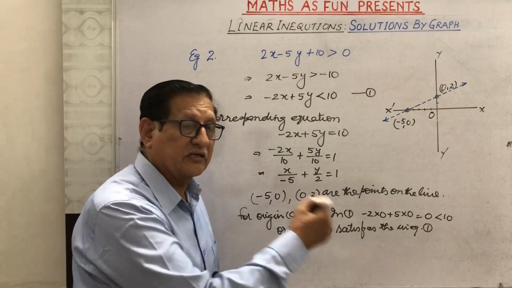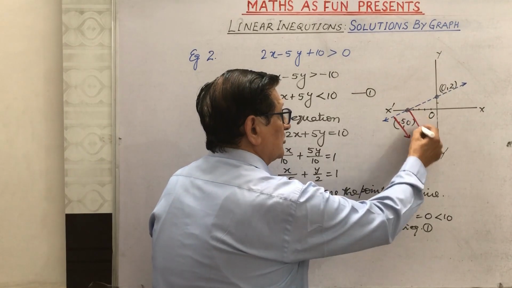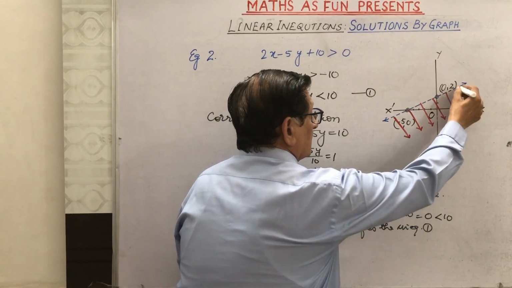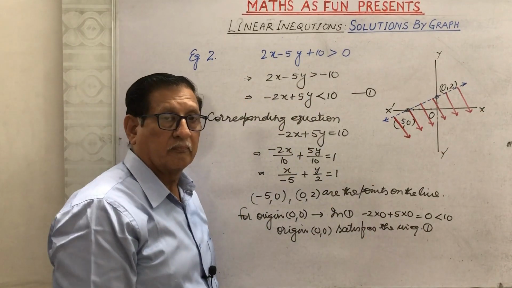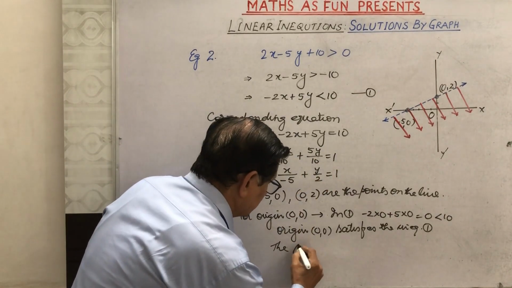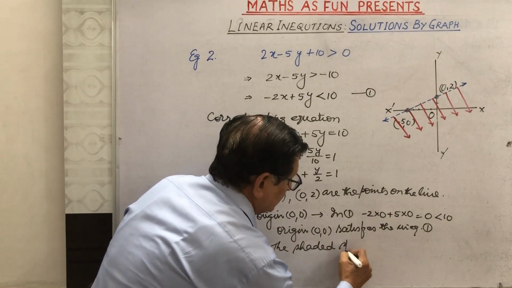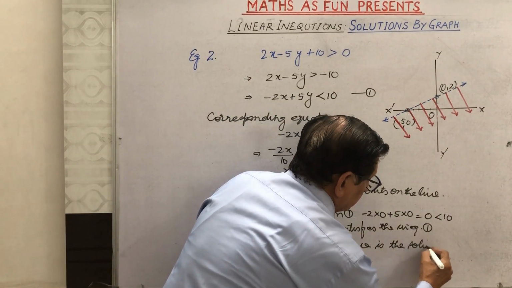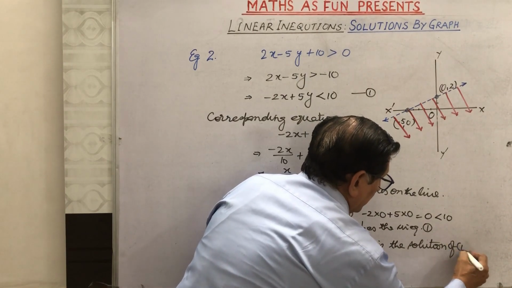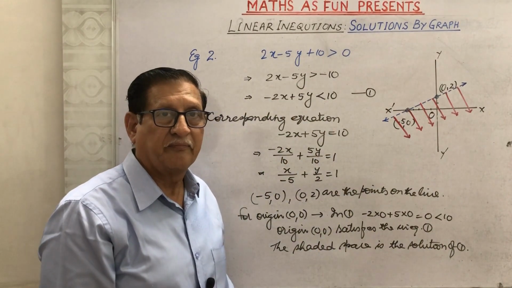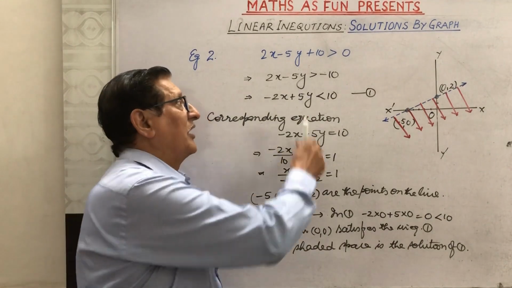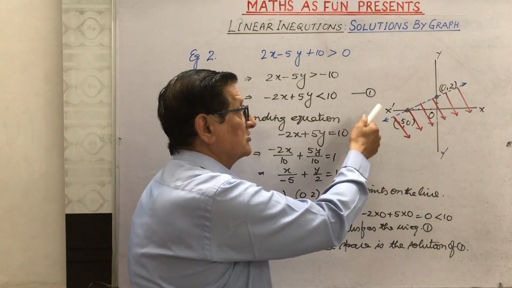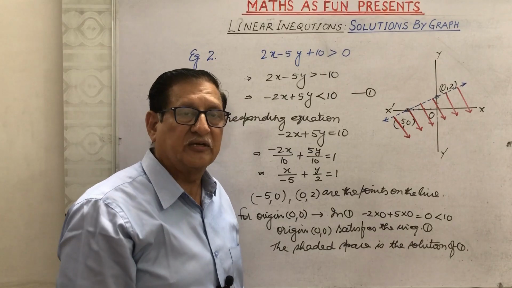So we can shade this now, and shading is like this, we know. And so we can write the shaded region or shaded space is the solution of inequality 1. So in case the sign is either less than or greater than, then the line is to be dotted one because this is not the part of the solution of the inequality.